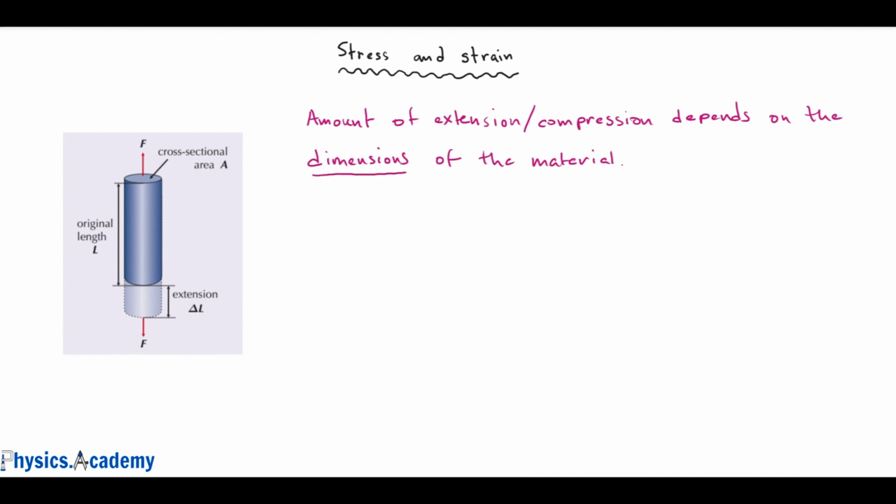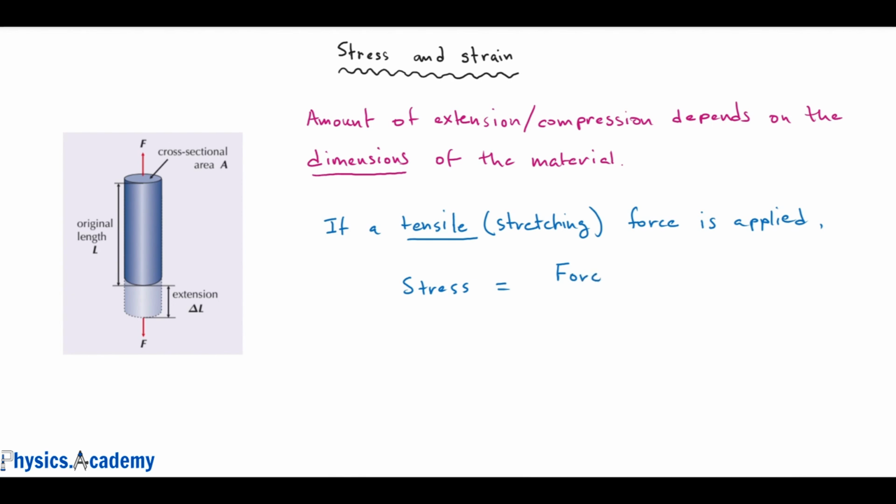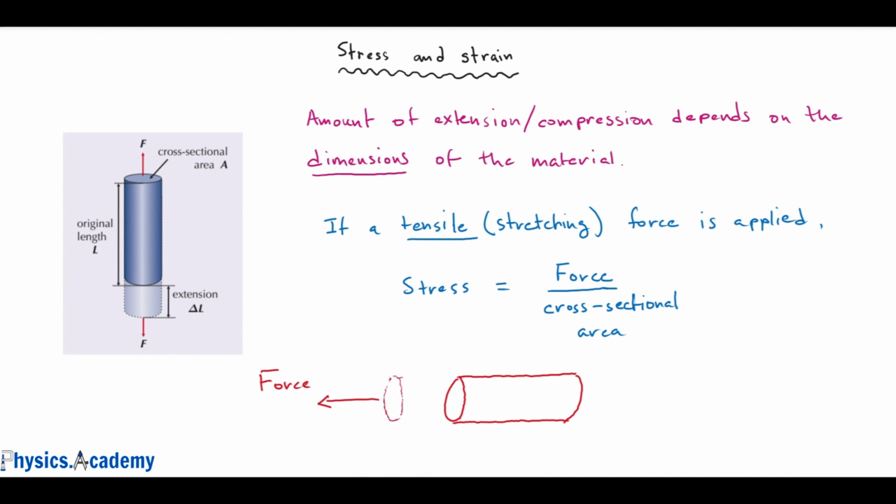So, if a tensile or a stretching force is applied on a material, we can calculate the stress experienced by that material by dividing the force by the cross sectional area of that material. What we mean by the cross sectional area is if we imagine the wire to be a cylinder and we were looking directly down one end of the cylinder, we would see a circular face. So, this is the cross sectional area of this wire.